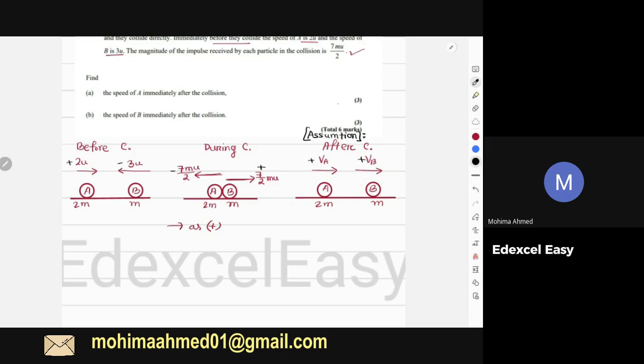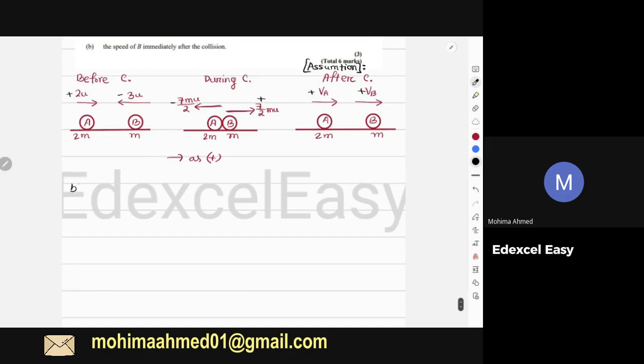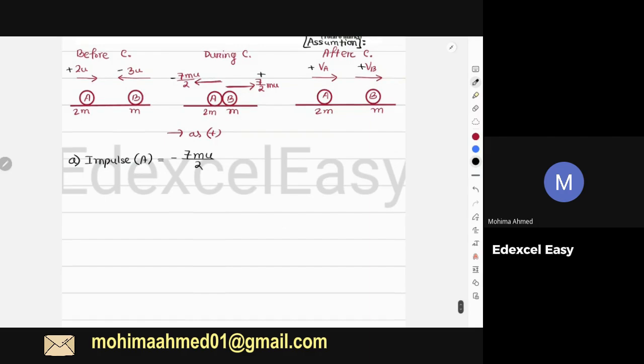For part A, they want to find out the speed of A. That means we have to use the idea of impulse on A. So for part A, we're going to use the impulse on A, which according to my maths was minus 7 mu divided by 2, right? Because this impulse was exerted to the left and we took the right as positive. And particle A was always moving towards the right, before collision and after collision. So velocities are positive for particle A. So we can write 2m VA minus 2m times 2u equals minus 7 over 2 mu.